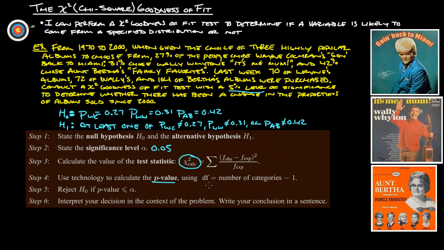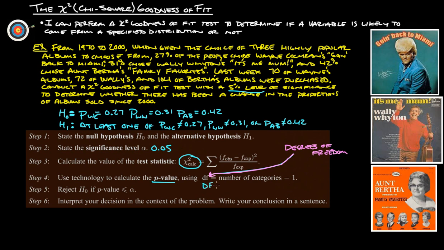DF stands for degrees of freedom, they call this. As I understand it, this is going to be the number of values that are free to vary. In this case, we have 3 different categories because there are 3 different albums here. So our DF.